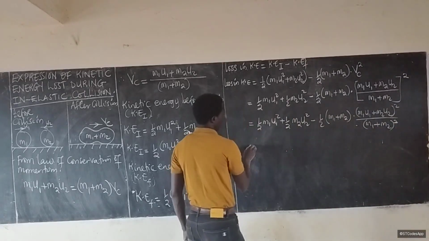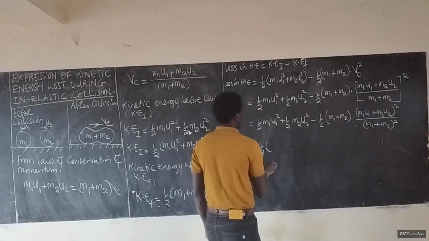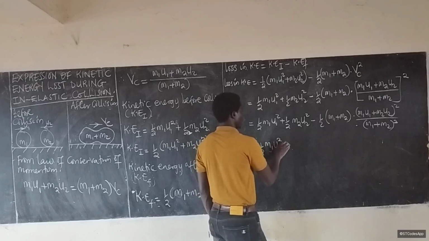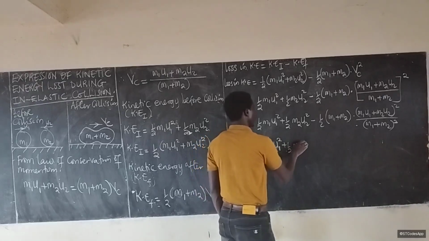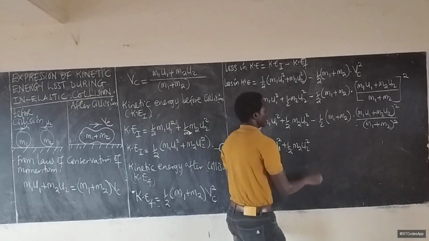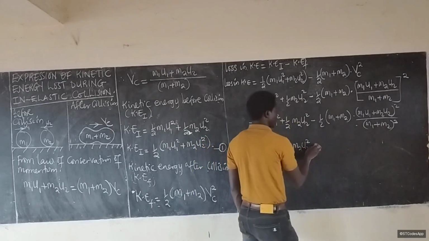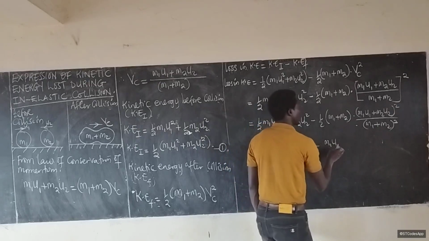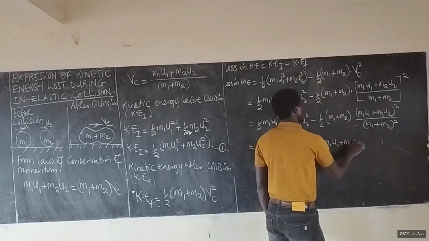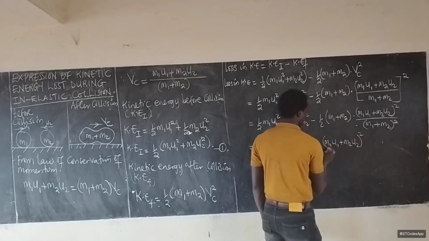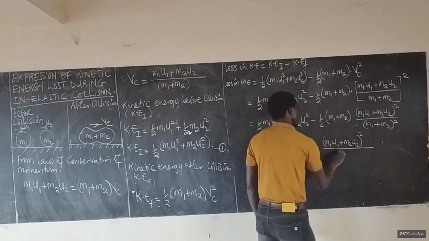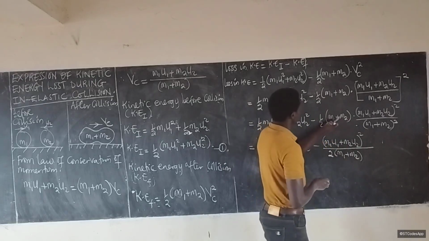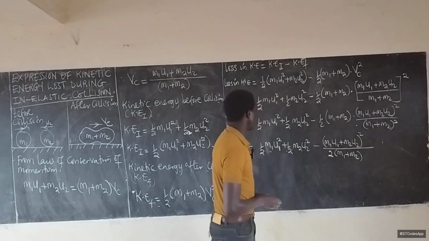So in this particular case, I will have a half m1 u1 squared plus a half m2 u2 squared, and this will cancel with one of these, so I'll have minus m1 u1 plus m2 u2, but this is also squared, out of m1 plus m2, but I will have the 2 here, one of this will cancel one of this, and I will have that.